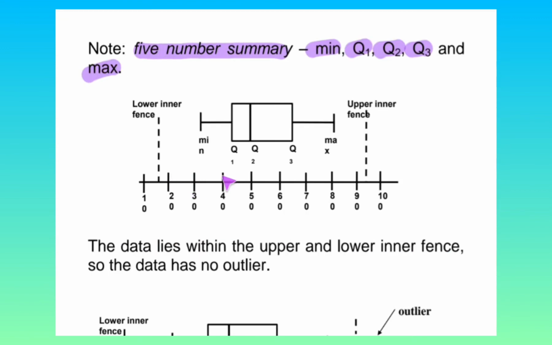This is our box plot, which has the minimum value, Q1, Q2, Q3, and this is the maximum. And we should have the upper inner fence and lower inner fence here. From this box plot, the data lies within the upper and lower inner fence. So the data has no outlier.